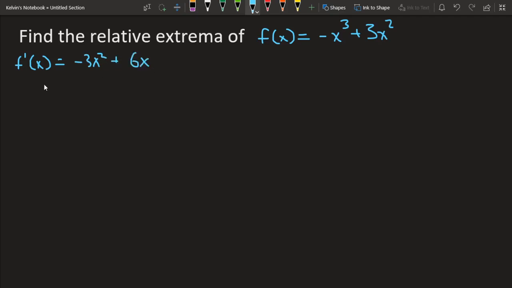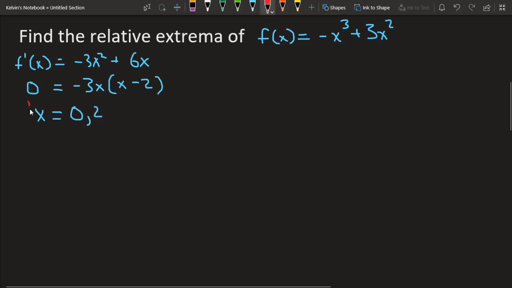So now we have to find the critical numbers. In order to do that, we set f prime of x equal to 0. So negative 3, and I'll just simplify it right here to make it easy, x times x minus 2. And from this, we get that our critical numbers are x is equal to 0 and 2. So let's draw that in a box.